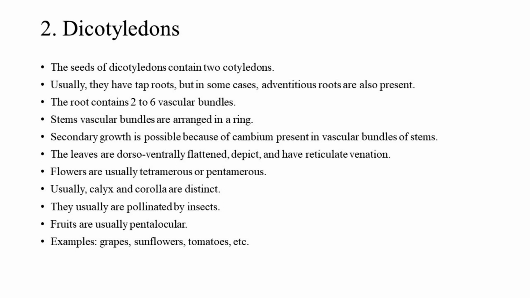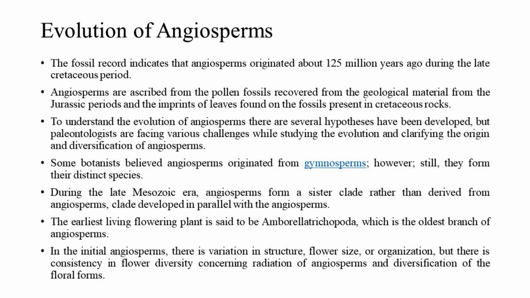They usually are pollinated by insects. Fruits are usually pentalocular. Examples: grapes, sunflowers, tomatoes, etc. Evolution of angiosperms. The fossil record indicates that angiosperms originated about 125 million years ago during the late Cretaceous period.